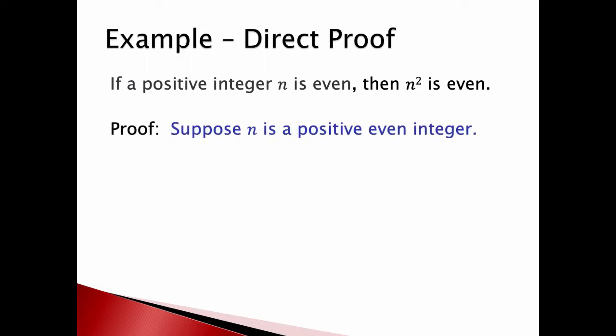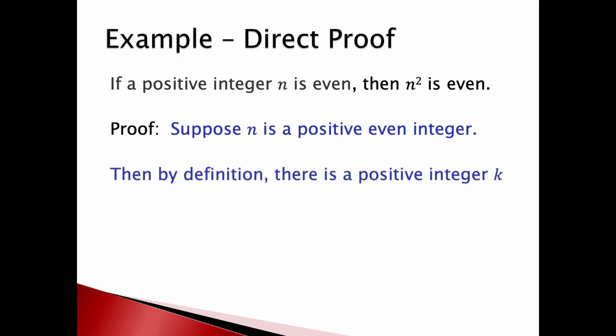Let's suppose that n is a nice positive even integer. What we have to do is prove somehow that n squared is going to be even. That means I've got to find a way to factor a 2 out of n squared. So part of my end goal is to start with what we know about n and work our way over to get that n squared equals 2 times something. So how do we do this? Well, our definition says there's some positive integer k so that n is equal to 2k.